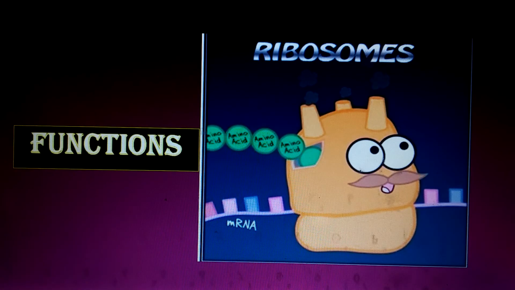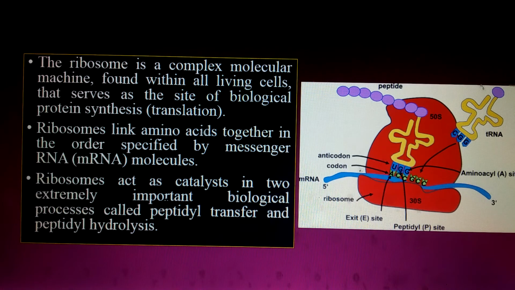Okay, now the function, very easy. They help in protein synthesis. The ribosome is a complex molecular machine found within cells of all living organisms that serves as the site of biological protein synthesis. You can see here, this is protein synthesis, meaning translation. Ribosomes link amino acids together in the order specified by messenger RNA. Ribosomes act as a catalyst. Must keep it in your mind.